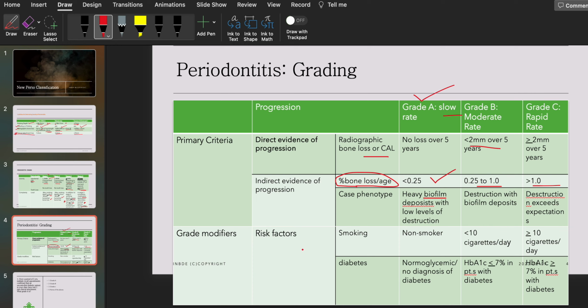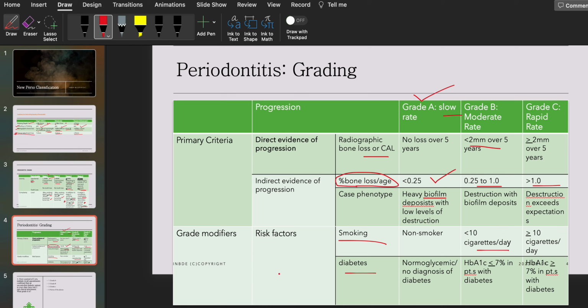Now, the two main risk factors in grading periodontitis are smoking and diabetes. So grade A is going to be non-smoker and non-diabetic. Grade B is going to be less than 10 cigarettes per day, or half a pack. For grade B, the HbA1c, which is the criteria to evaluate whether the person is diabetic or not, is going to be less than or equal to 7% in patients with diabetes, and for grade C, it is going to be more than 7% in patients with diabetes.